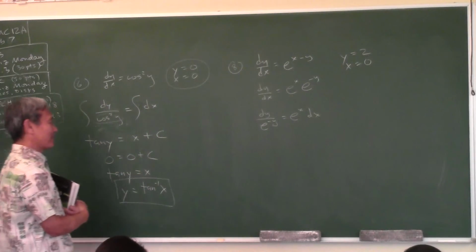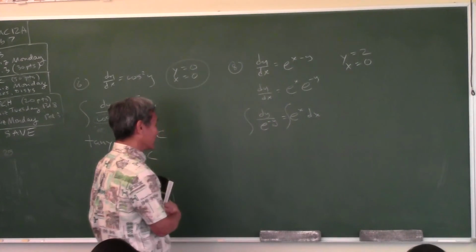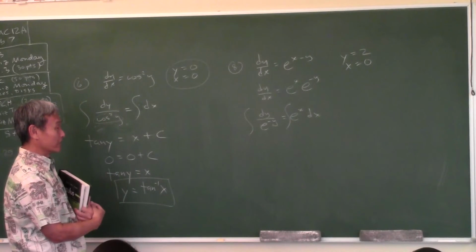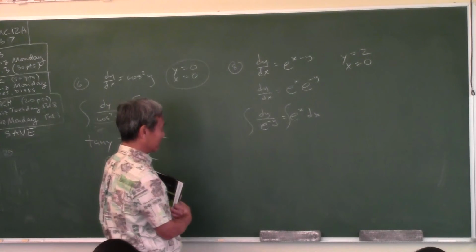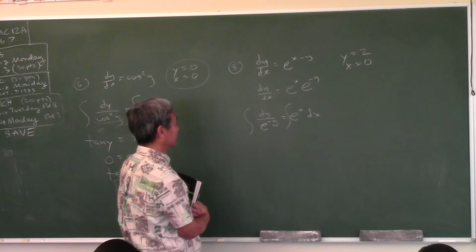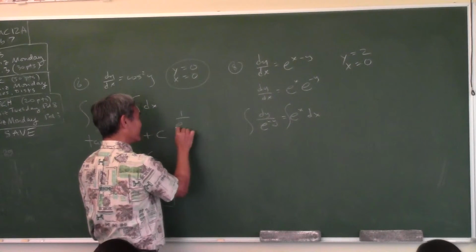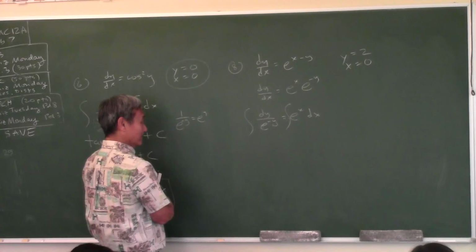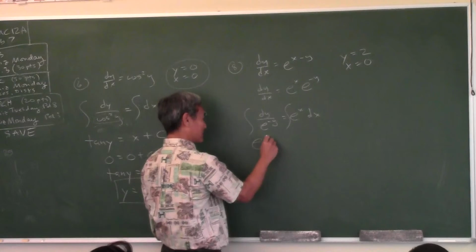Okay, now what's the next step? Integrate both sides. What's the integral of the left side? And don't say natural log e to the negative y. That would be a very critical error. Well, 1 over e to the negative y, isn't that just the same thing as e to the y? Okay, so what's the integral of e to the y? E to the y plus c.